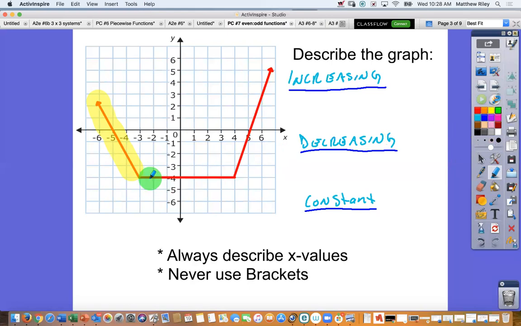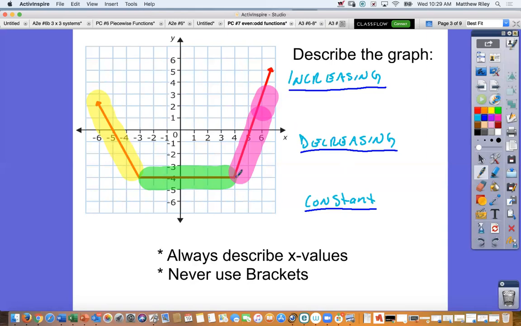What's happening between here and here? Constant. It's staying constant. And what's happening from here to here? Increasing. So this is broken up into 3 different parts. Again, it's not overly difficult. But the concept here, when you get it, it's kind of aha, it's easy. But for some people, it takes a couple days to get this.